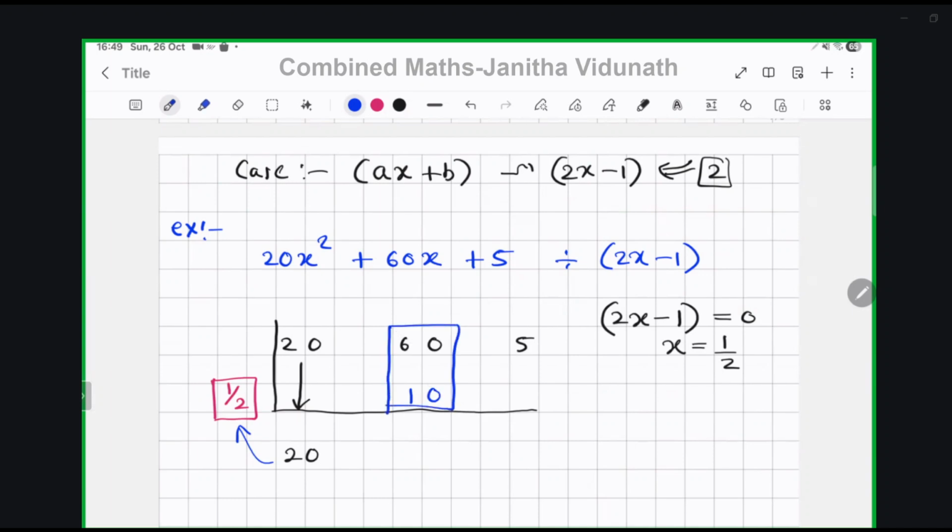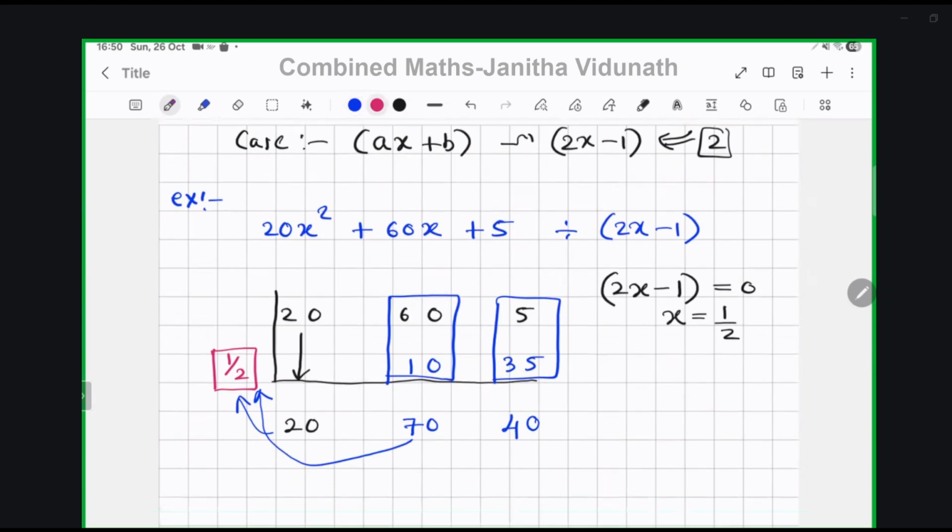Then we add those two numbers. That means 60 plus 10 is 70. Then we multiply it again with the number inside the box. That means 70 times half is 35. Then we put that in the next column. Then we add up those two numbers: 35 plus 5 is 40.